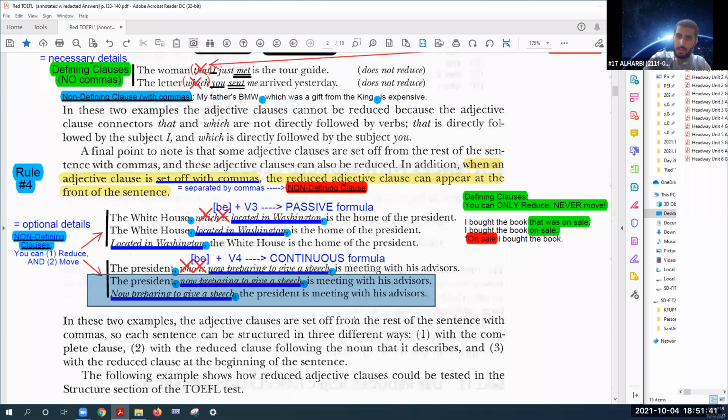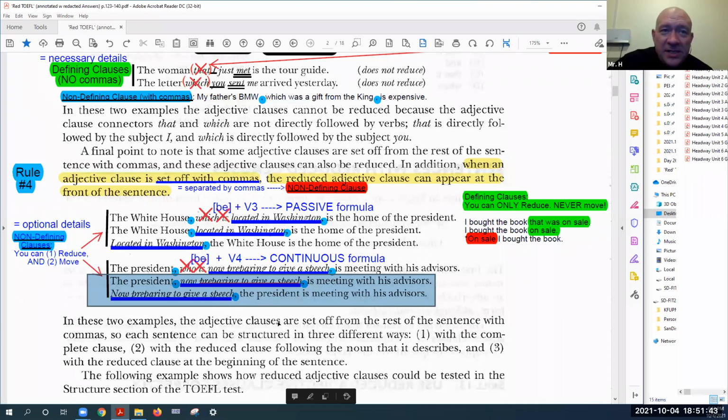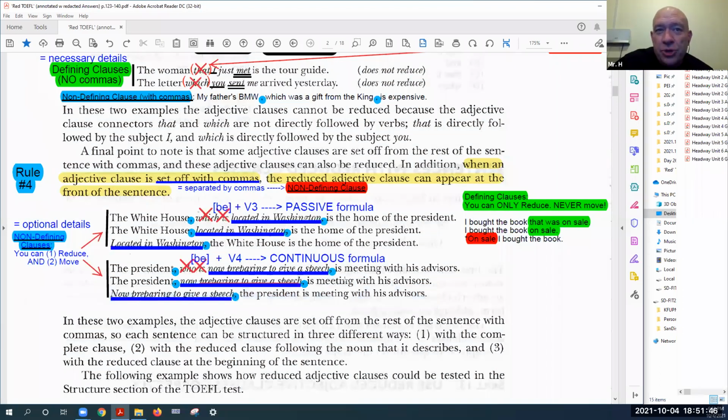Okay. All right. Now, I will ask this again. Can I move the full clause to the beginning? No, you cannot. First step, you reduce it. Second step, you move it to the beginning and add one comma. Got it? That is correct. Now, I want to tell you one more last detail about rule number 4.